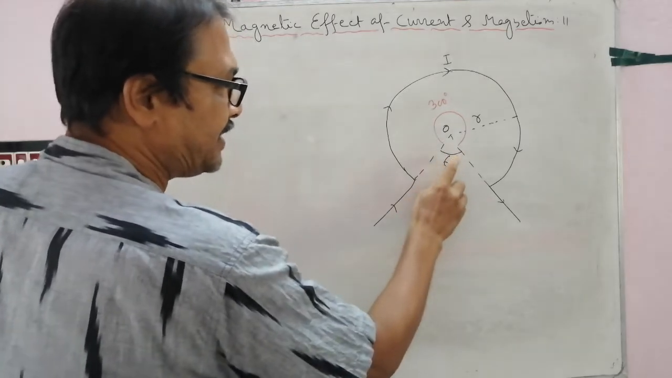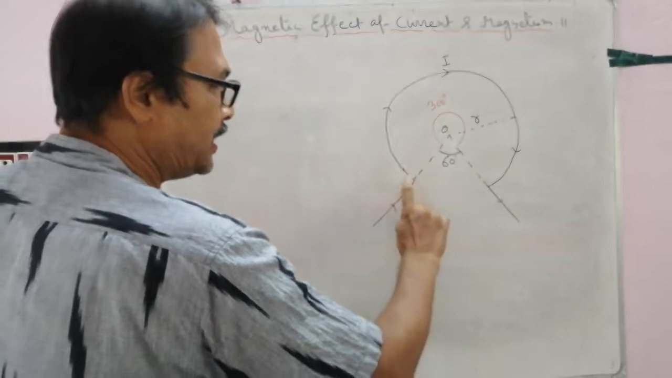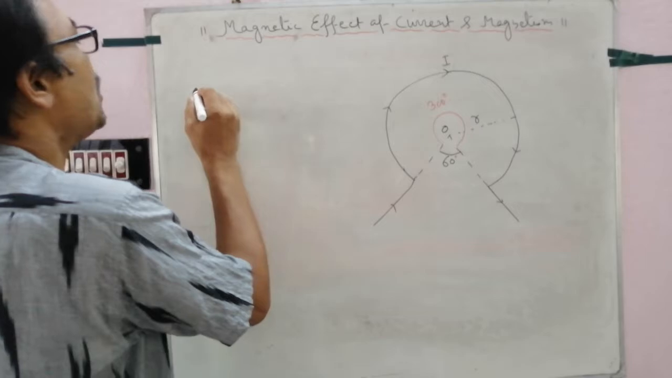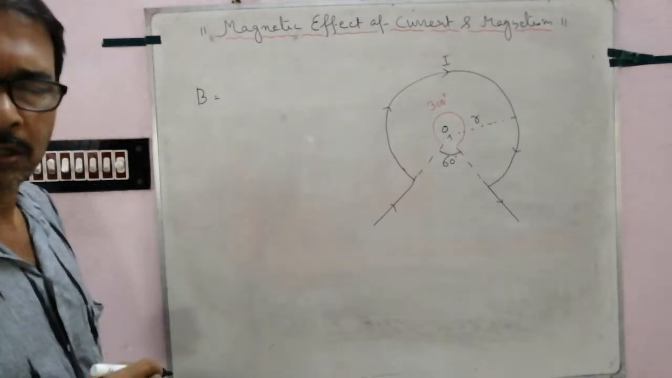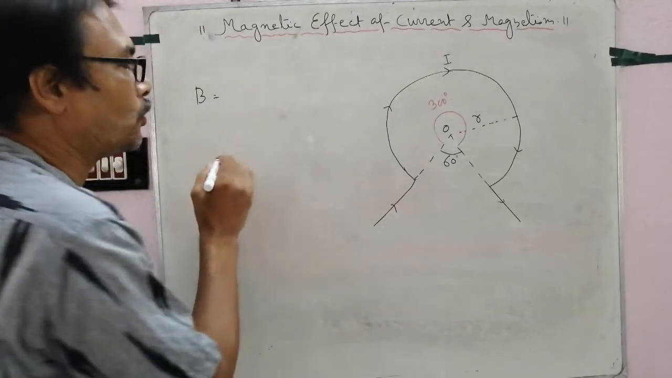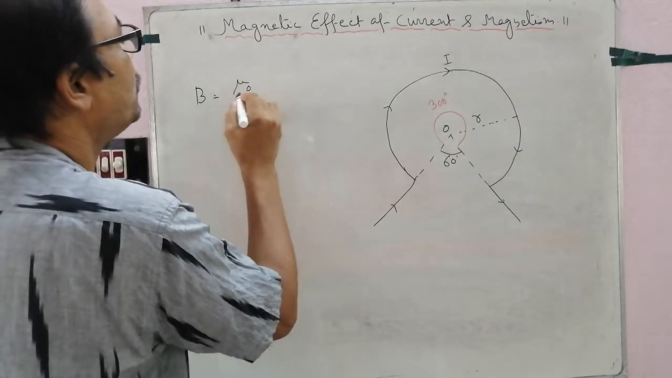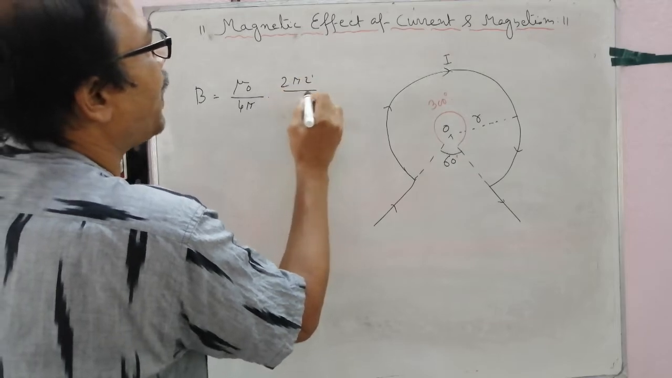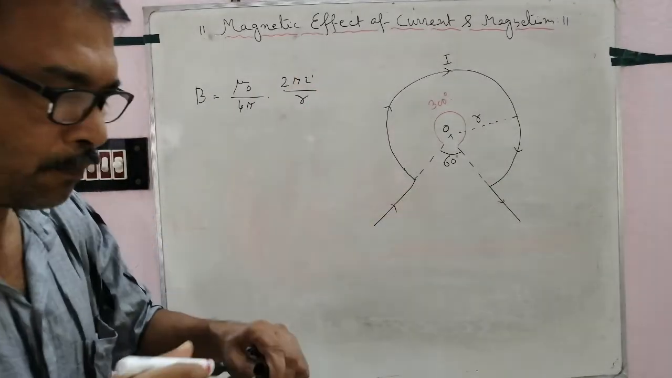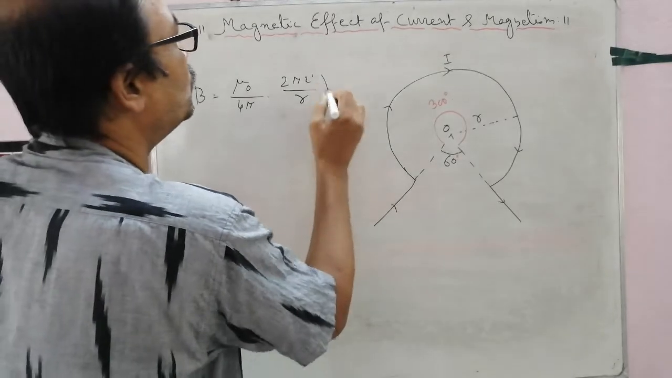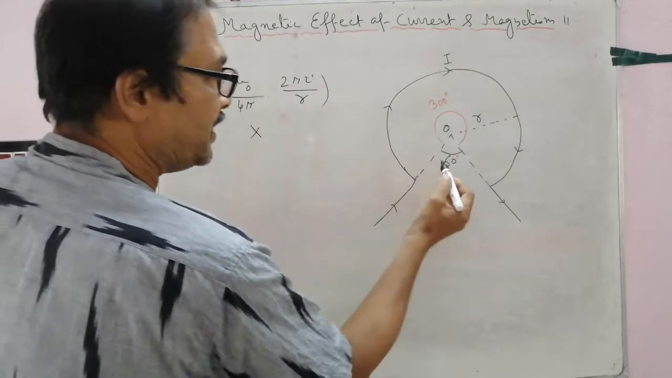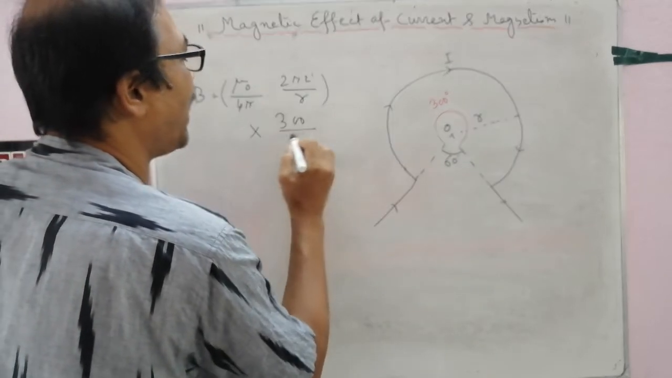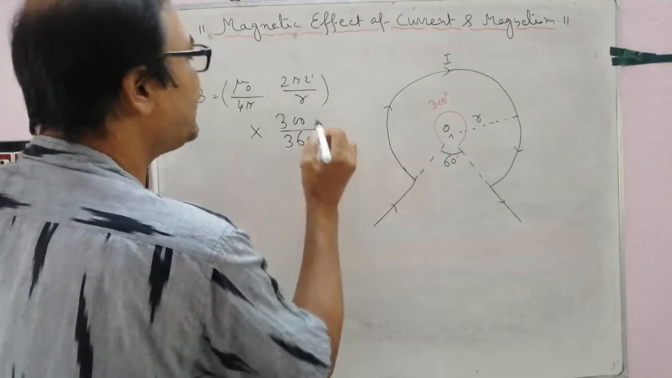Here the angle is 60 degrees. So what will be the magnetic field due to this circuit at the center O, with radius R? B equals, we know, for a complete circular loop, the magnetic field mu naught by 4 pi into 2 pi I by R for one turn, into this angle. This angle is 60 degrees, so this angle is 300. So 300 by 360. This is the answer.